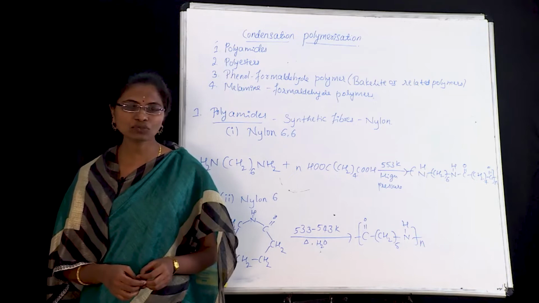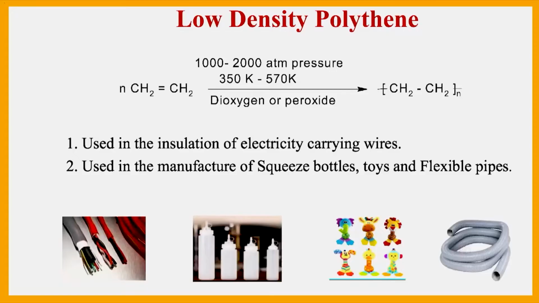The first one is polyethylene. In polyethylene there were two types. First is low density polyethylene. We prepared low density polyethylene from the ethene molecule in the presence of dioxygen and peroxide as a catalyst, at 1000 to 2000 atmospheric pressure and 350 Kelvin to 570 Kelvin temperature. It is used in the insulation of electricity carrying wires and in the manufacture of squeeze bottles, toys and flexible pipes.